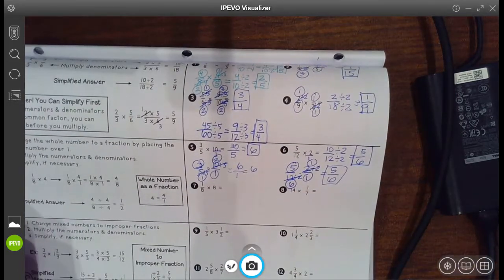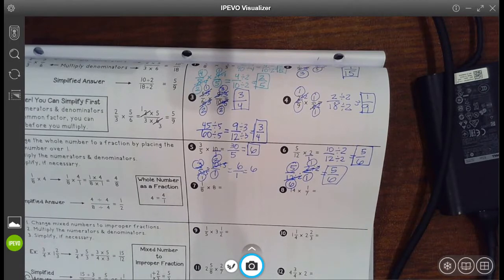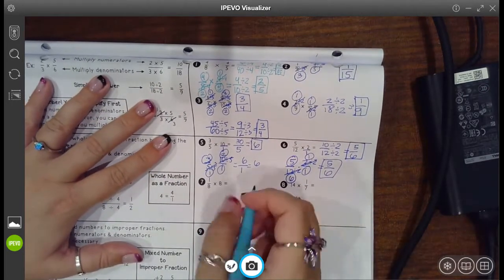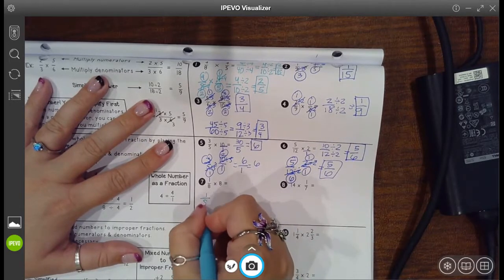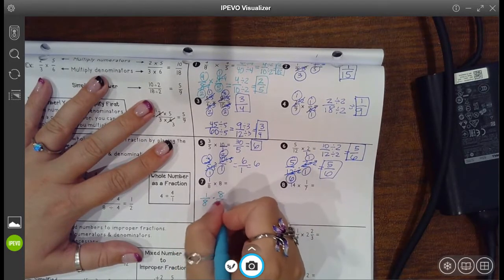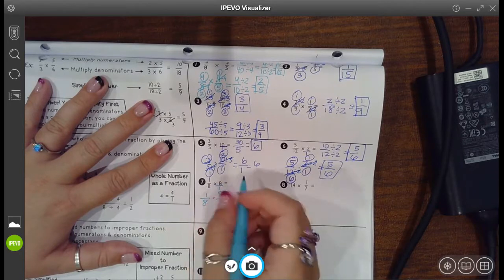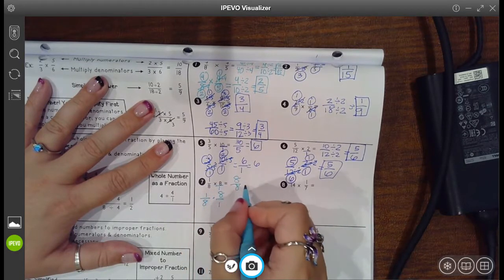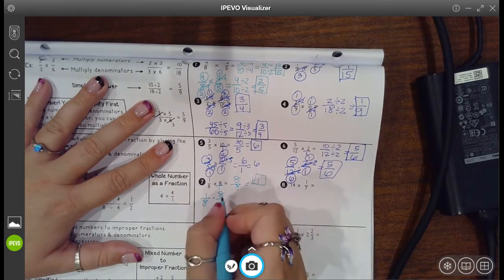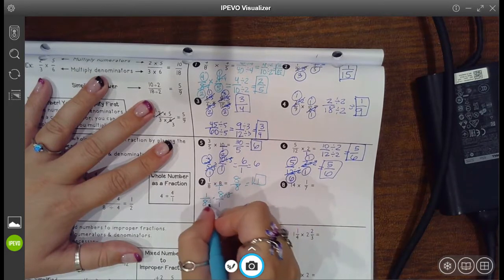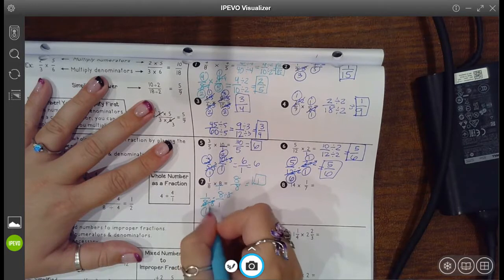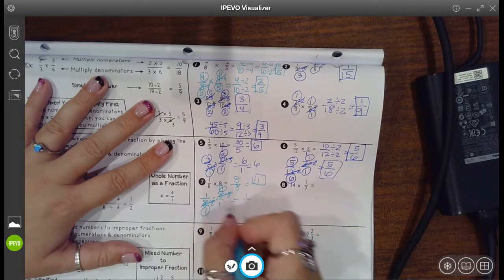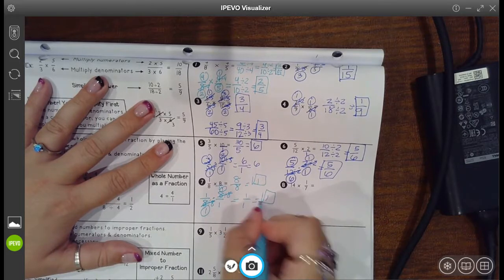All right. If you haven't tried any yourself, please try these next two. Pause the video, try them, and then come back and join us. Okay. So if you had 1/8 times 8 over 1, you could have multiplied across: 1 times 8 is 8, and 8 times 1 is 8. 8 divided by 8 is 1. Or if you cross-canceled, 8 divided by 8 is 1. That 8 divided by 8 is 1. So you have 1 times 1, 1 times 1, and 1 over 1 is just 1.